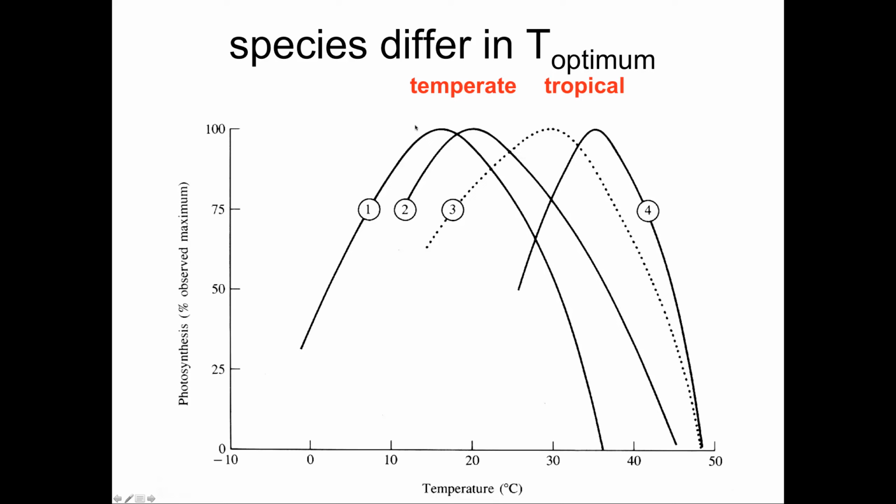So here, at lower temperatures, species 1 might have an advantage in terms of growth and competitive ability. As you get a little warmer, species 2 gains advantage. As you get a little warmer, 3 gains advantage, and at the highest temperatures, 4 has the advantage in terms of photosynthesis, and to the extent that that translates to growth and competitive ability.